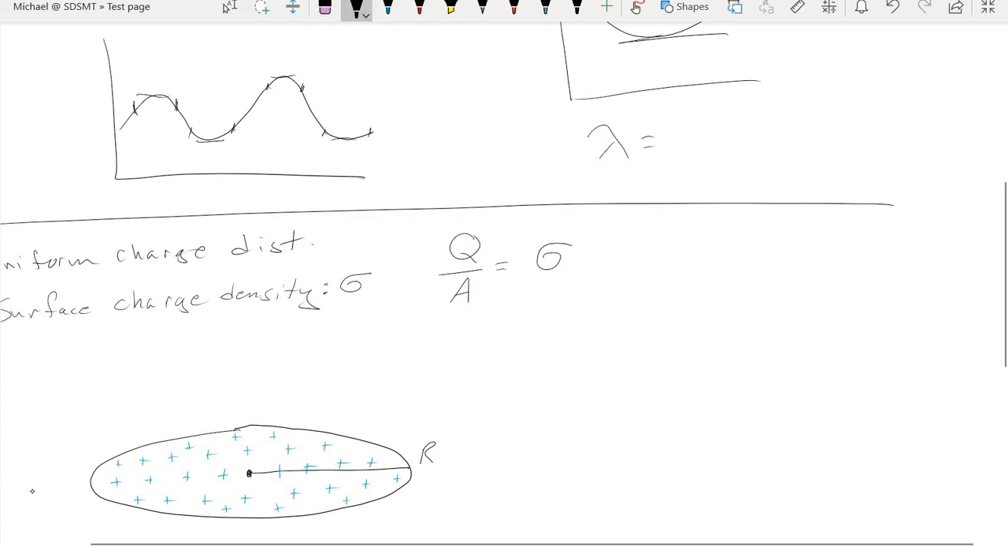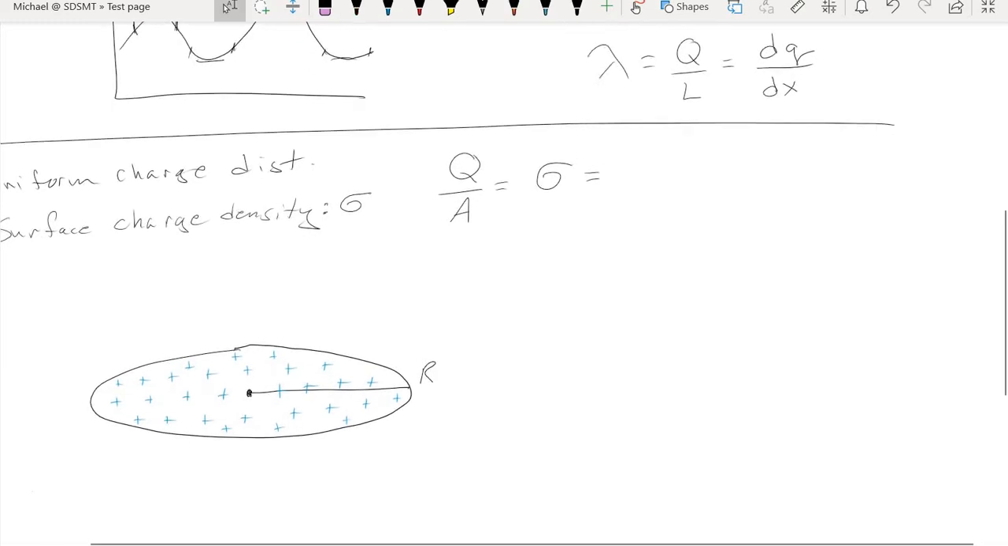Where lambda was the charge per unit length, or linear charge density. And lambda could describe either the full charge per unit length or the infinitesimal ratio of the two. Likewise, sigma can be used to describe either the full charge per area distribution or some infinitesimal sample.